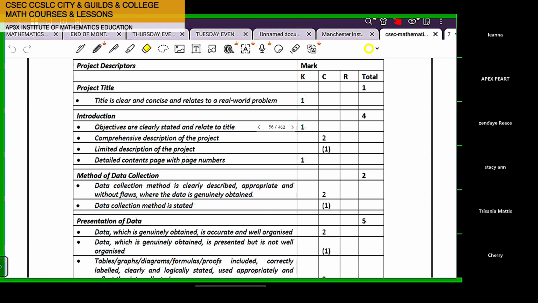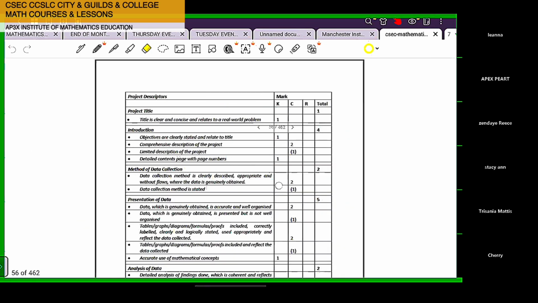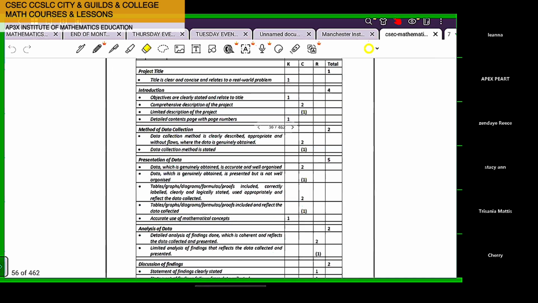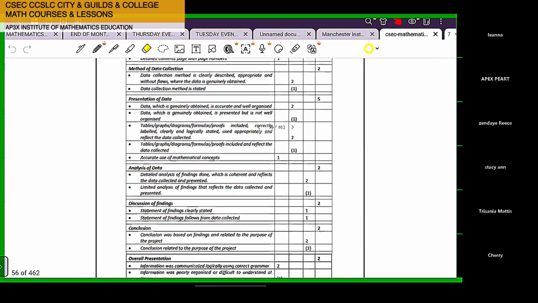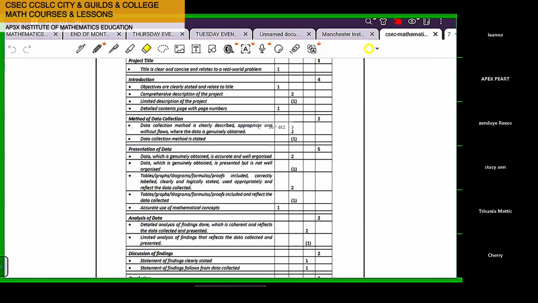You can see that the project title is at number 1, followed by the introduction, then followed by the method of data collection. Then you have the presentation of data, analysis of data, discussion of findings, conclusion, and you have your overall presentation with the mark scheme at the side. All right, so this is basically what it's like. I summarized this and sent it in a text in the group.